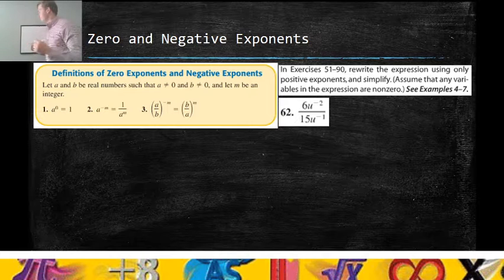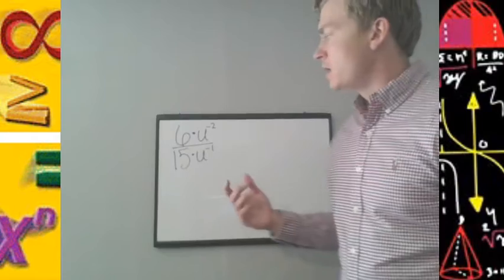Let's go ahead and write this up. 6 multiply u to the minus 2 power. This is divided by 15 times u to the minus 1 power. Go ahead and go to the full view here.